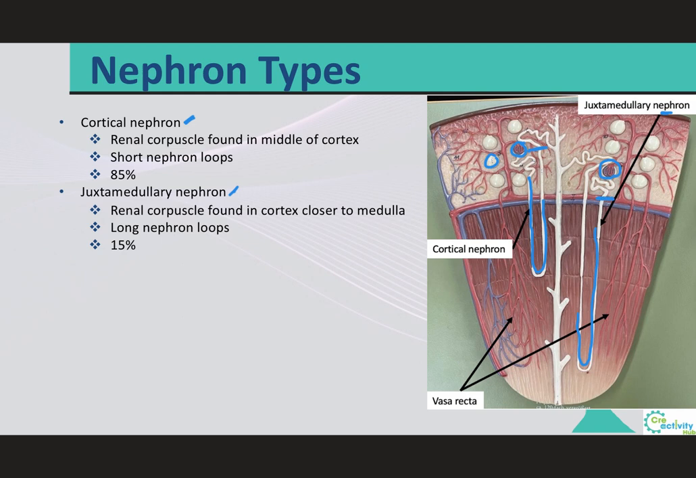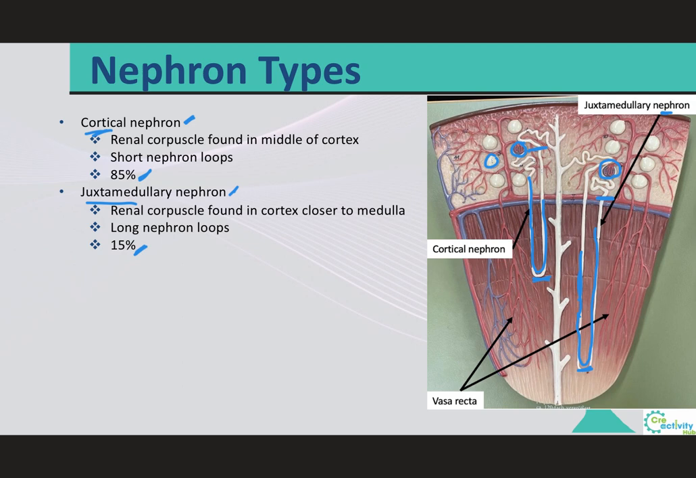And notice also how the nephron loop is way longer than that of the cortical nephron. In addition, we have way more cortical nephrons than we do juxtamedullary nephrons. In fact, 85% of the nephrons are cortical nephrons, and just 15% are juxtamedullary nephrons.